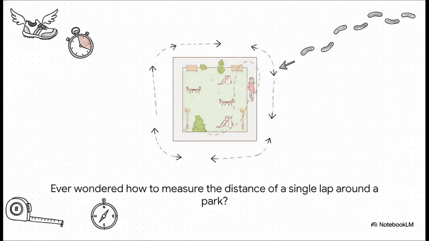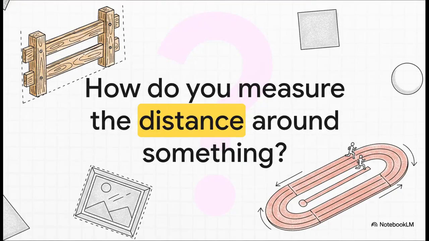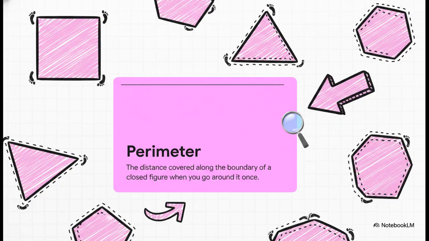You know, it all kicks off with a really simple, everyday question. If you're out for a jog, how would you figure out the exact distance of one full lap? How do you even measure the edge of a space? Well, the answer is a really powerful idea in math. It's what helps us build fences, frame our favorite pictures, and yeah, even plan out the perfect racetrack. And the official name for this is perimeter.